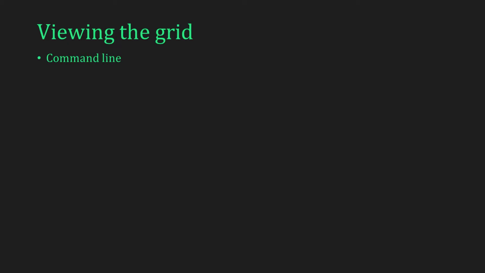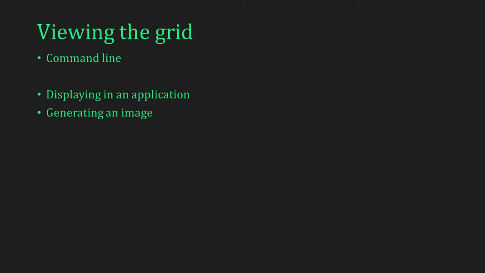Then we have viewing the grid. Well, viewing the grid, we can pretty much use anything. As you saw, we're using a command line, so that's just printing to the command line. That's pretty straightforward. But in terms of the possibilities, you can also have an interface with an application. You can have it so that it generates images. It's pretty much whatever you want it to be for the grid.